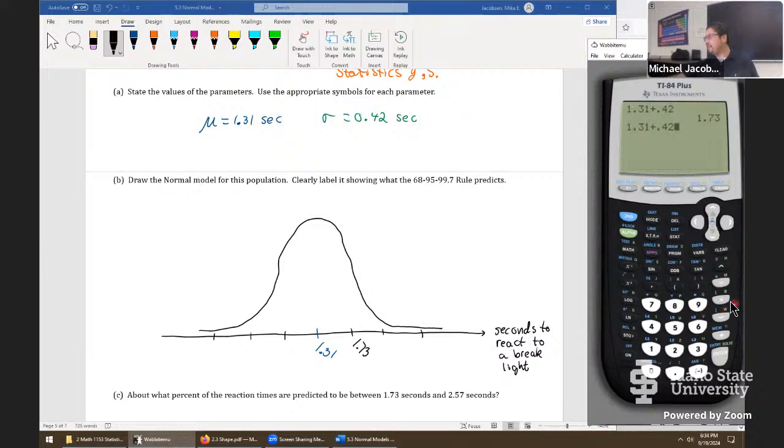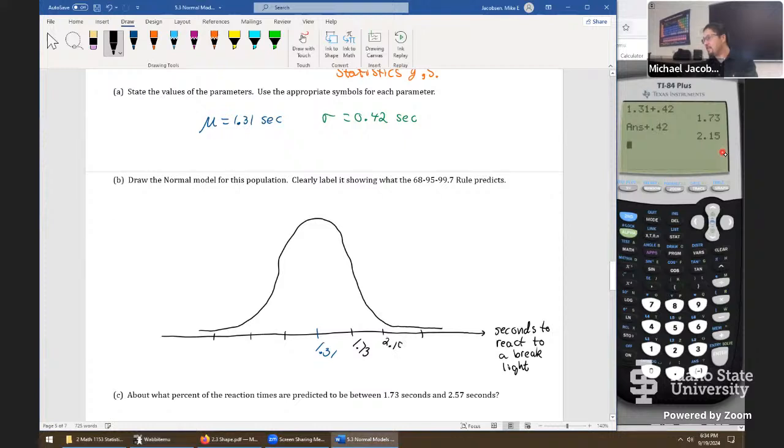Exactly. Adding another could be just times 2. Or you could go like this, plus 0.42. Oh, hang on, my dyslexia is showing up. 0.42. And it's going to add it to the prior value. So either way you like to calculate it would work out just fine. So 2 standard deviations is 2.15 seconds. That's atypical. 2 standard deviations is far away.